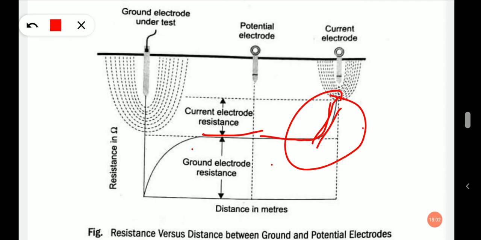In next video we will discuss about AC bridges and how to measure inductance, capacitance as well as resistance with the help of these AC bridges. We will discuss in next video.